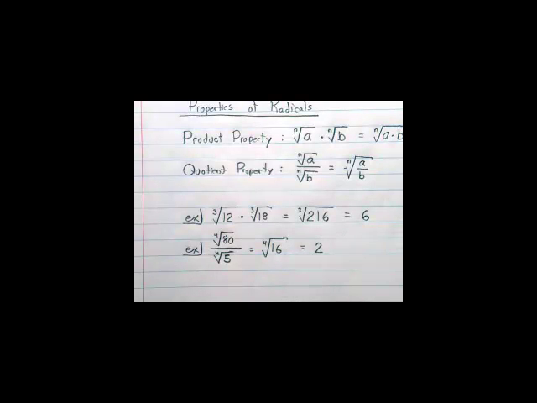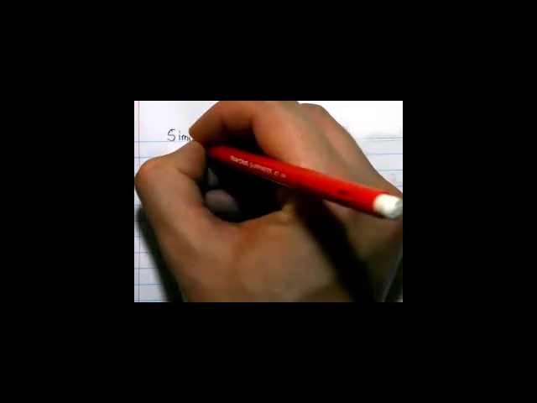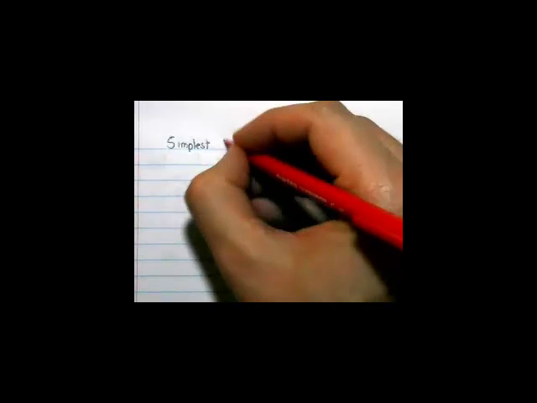So what we're going to finish up with here today are simplest forms of a radical. Okay, so simplifying some square roots and cube roots and stuff like that. And we're going to use those properties that we just talked about to help us do this.